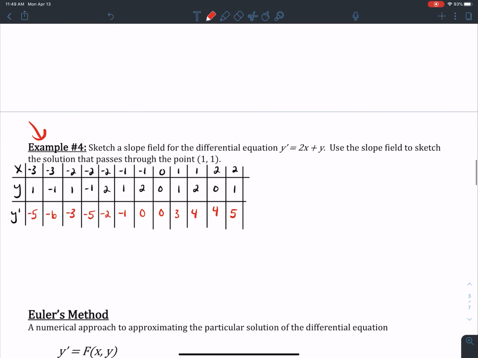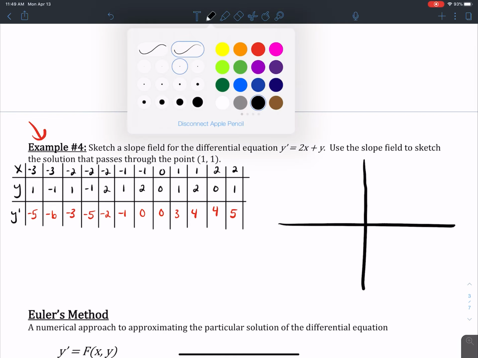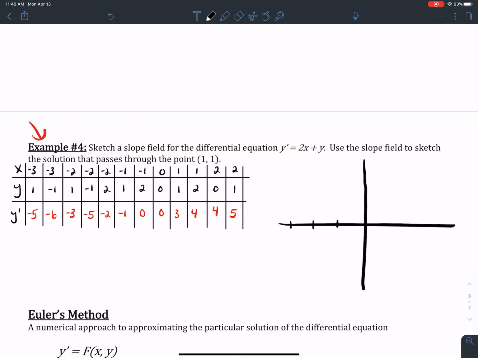So we've created the slopes at all of those points, and then the process for creating the slope field would be two things. The first thing we would need to do, obviously as I did before, is kind of scaling these.